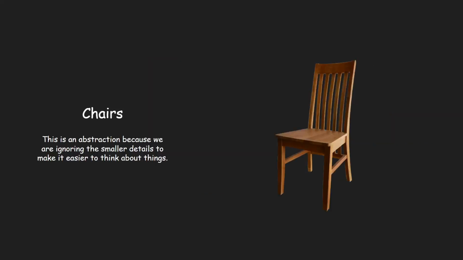When I look at a chair, I don't think of it as 4 legs, a seat, and a back with some screws holding it together. I just think of it as a single object. That's a chair. This is an abstraction because we're ignoring all the smaller details to make it easier to think about.